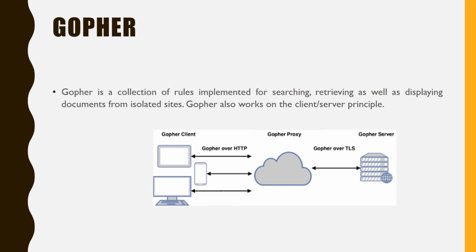Gopher. Now, Gopher is a collection of rules implemented for searching, retrieving, as well as displaying documents from isolated sites. These are the protocols which are used to access the information from such websites where the information is not available in the public domain. Here, the information is reserved to be accessed by a certain group of people or some authenticated people only. Basically, Gopher also works on the client-server principle, where there is a server and a client, and the client requests the information from the server.